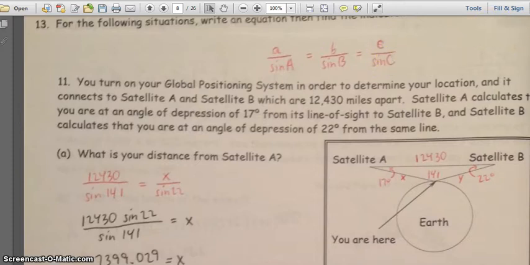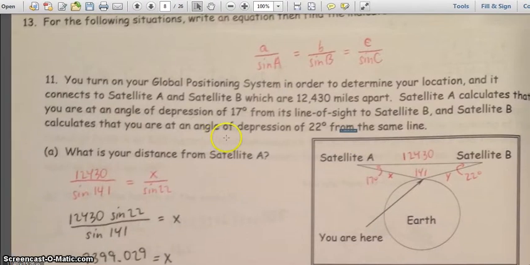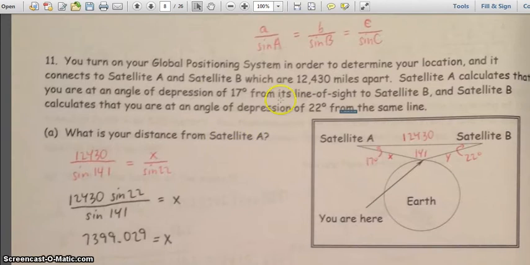And then from there, I'm going to plug in the information. So based on the information they gave me, I filled out my picture. They gave me angle 17 here, angle 22 here. A triangle has 3 angles, and the angles add up to 180. So if I have 17 and 22, I need 141 for the third angle. And then I simply set up my proportion with what is given.